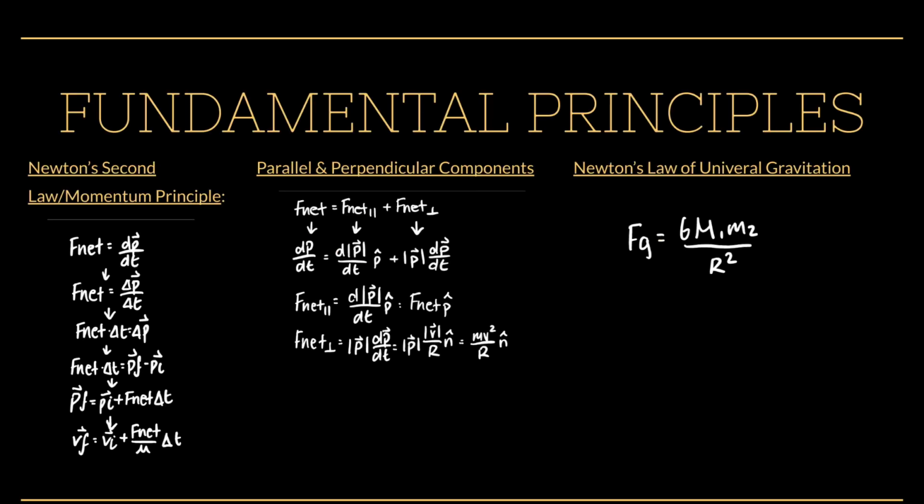The first one that we are going to be using is Newton's second law of motion and the momentum principle, which shows that the change in momentum is going to be equal to the F net. The second is that we can split up the F net into perpendicular and parallel components and add them to each other. And the third principle that we're using is Newton's law of universal gravitation.